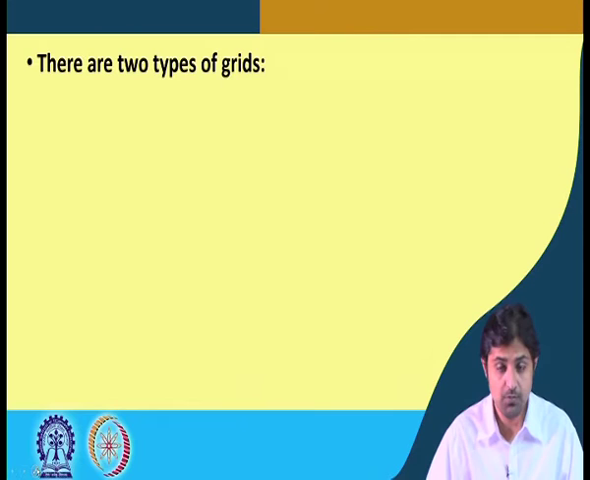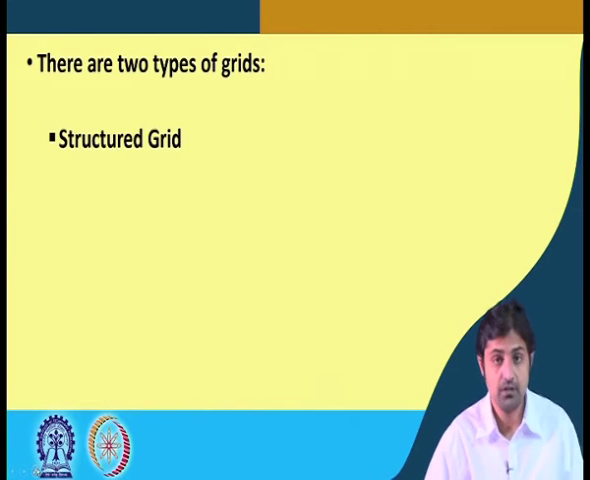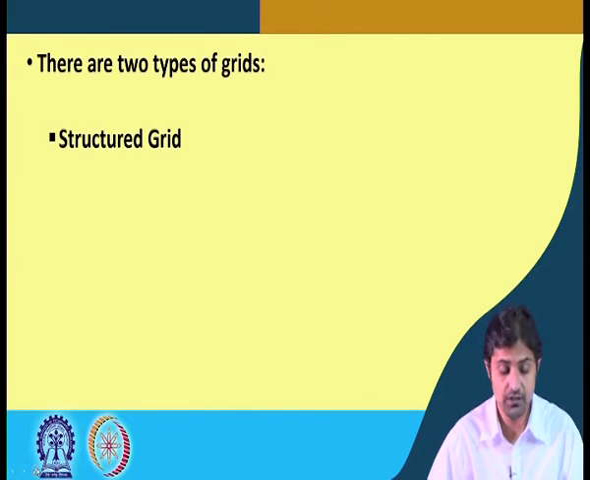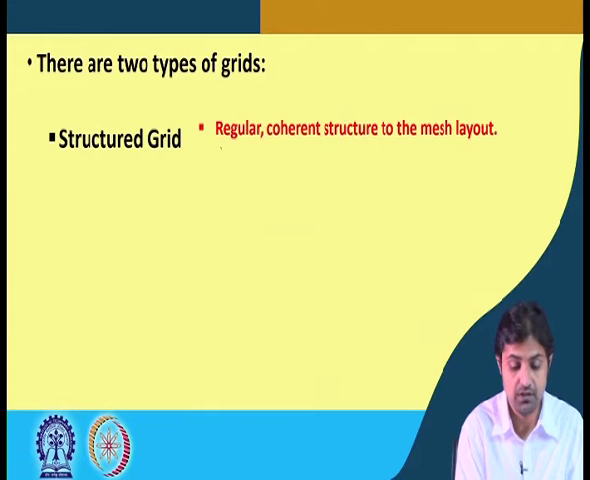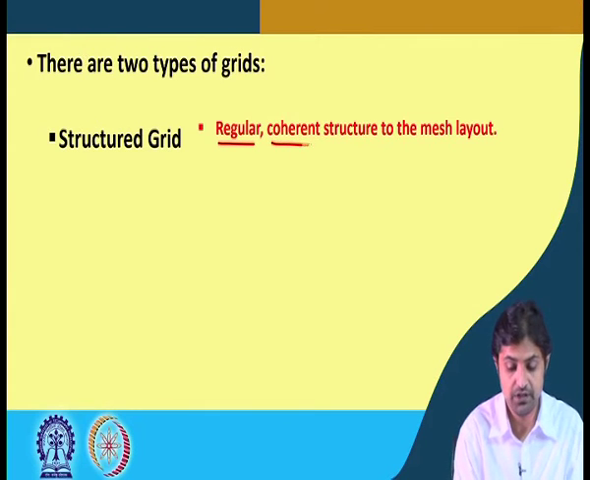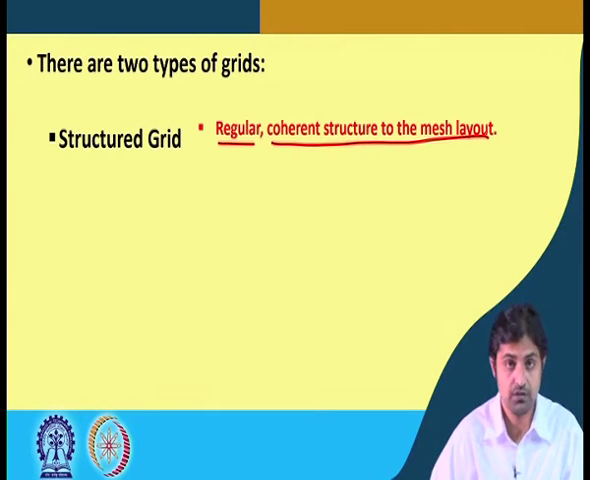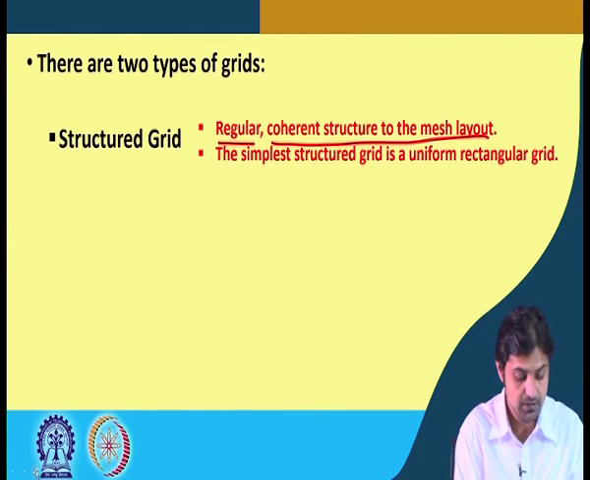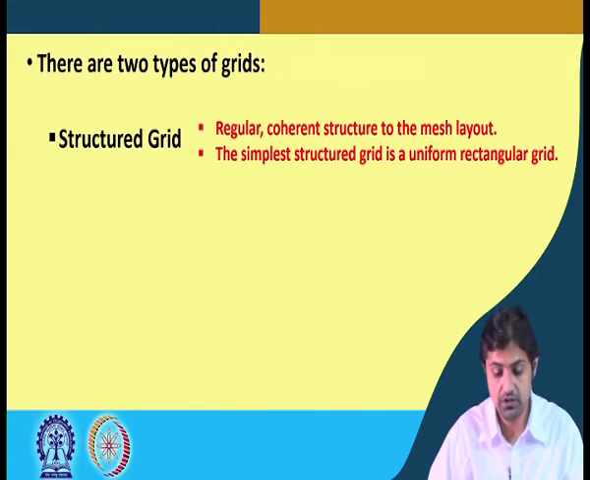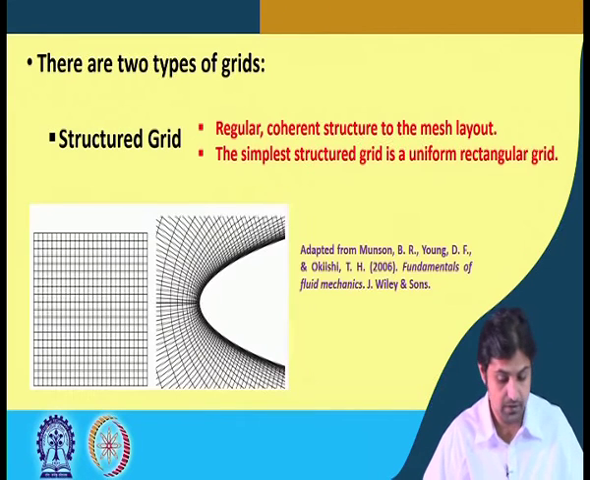So we talked about grids, right? There are actually two types of grids. One is a structured grid, and structured grid means the grids are regular and have a coherent structure to the mesh layout. These are the simplest, and they are generally uniform rectangular grids. Those are called the structured grids.